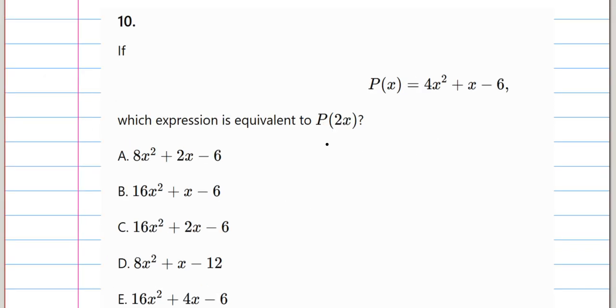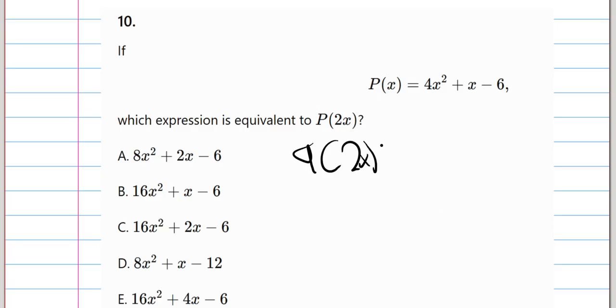And moving on to number 10, the last number. Number 10 is similar to number 9. We just substitute it. Let me read it first, and then let's move on to answering it. If p of x is equal to 4x squared plus x minus 6, which expression is equivalent to p of 2x?